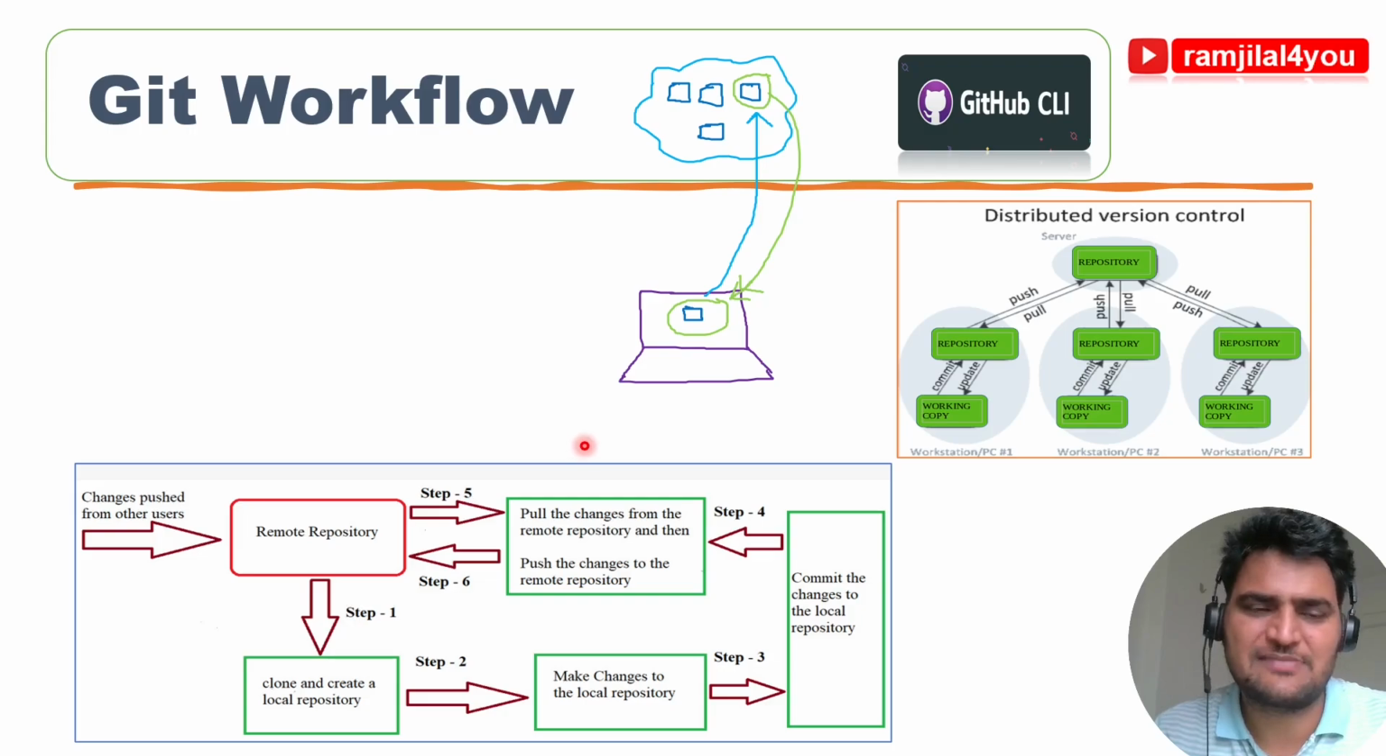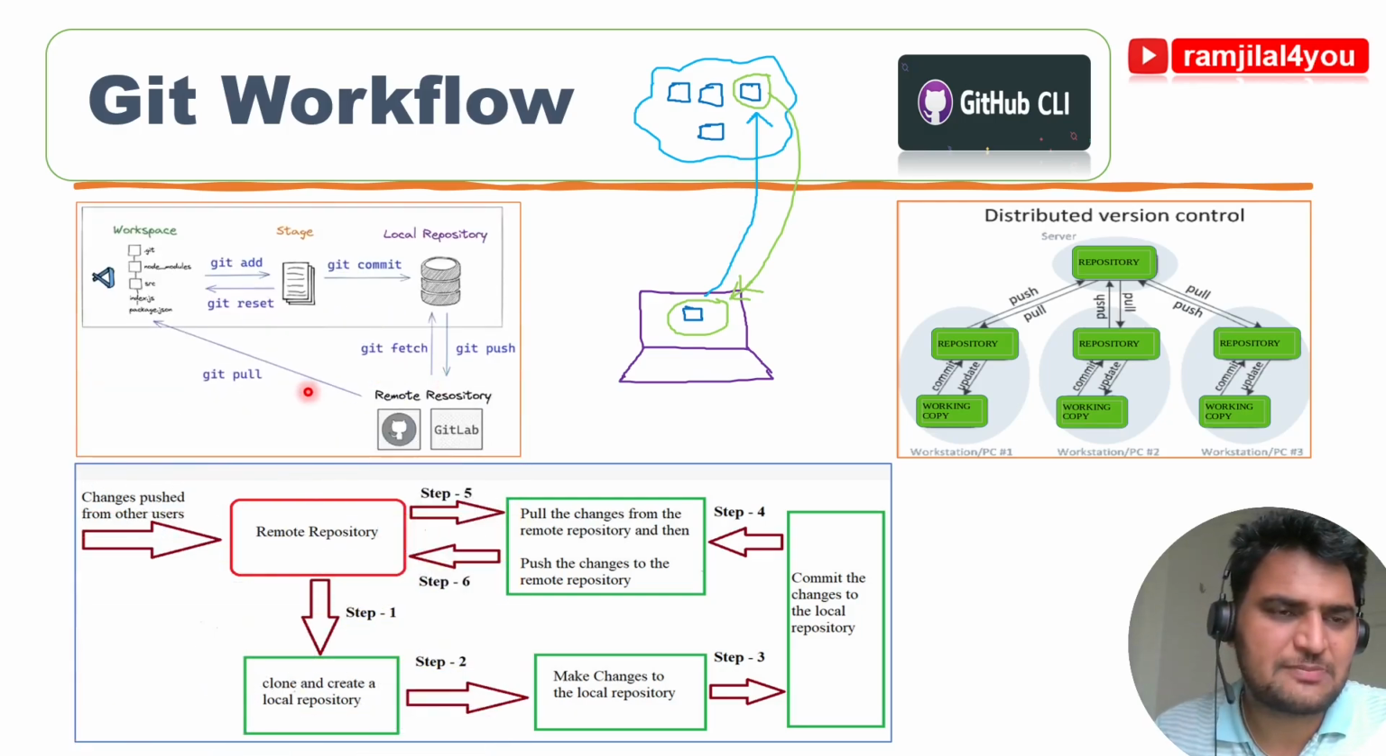There are only five or six steps. One, we clone the repository. Clone means copying the repository from the server to local. Then we make our changes. Then we commit the changes. Committing means moving from the working copy to the local repository, and then we push the changes from the local repository to the remote repository. So this is a cyclic workflow, right? You can see it.